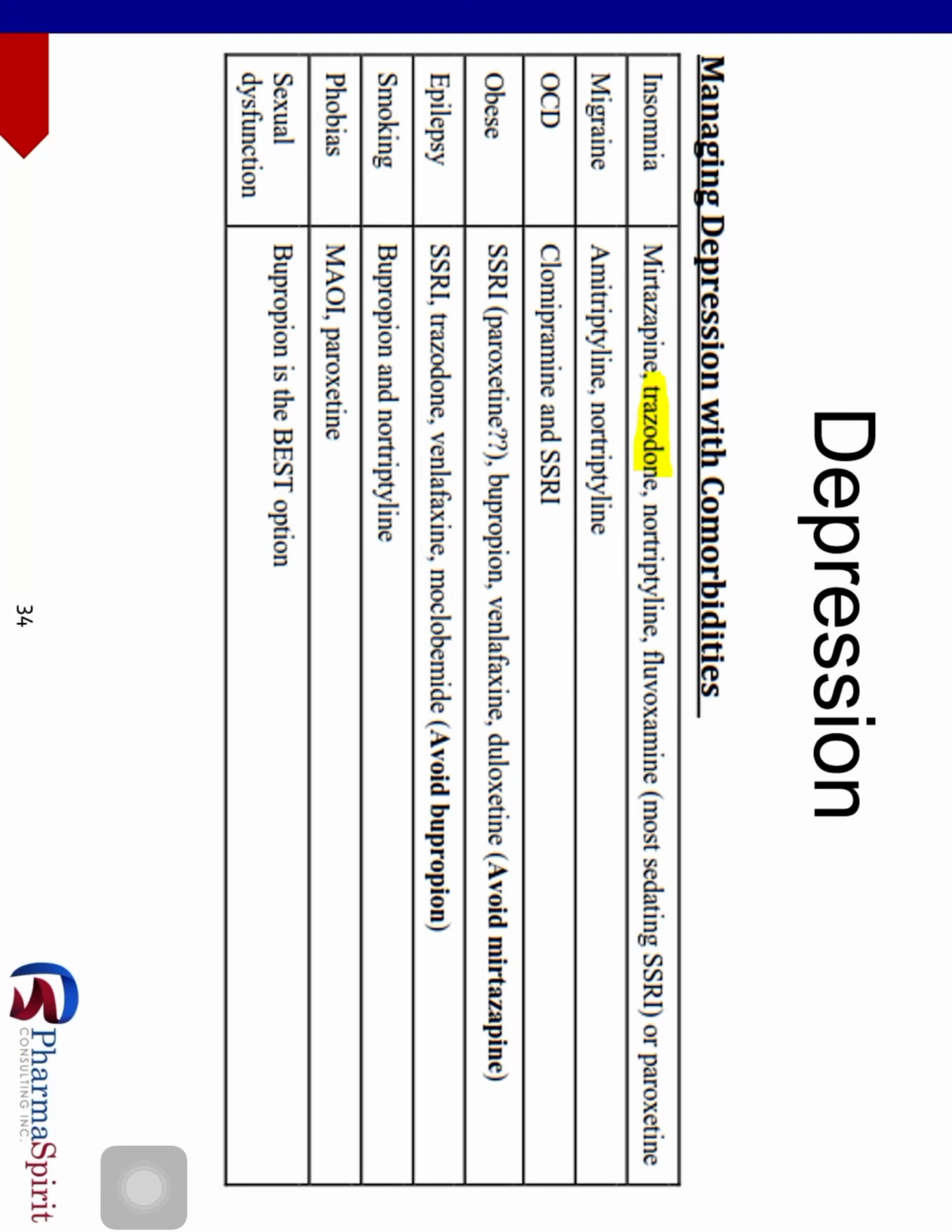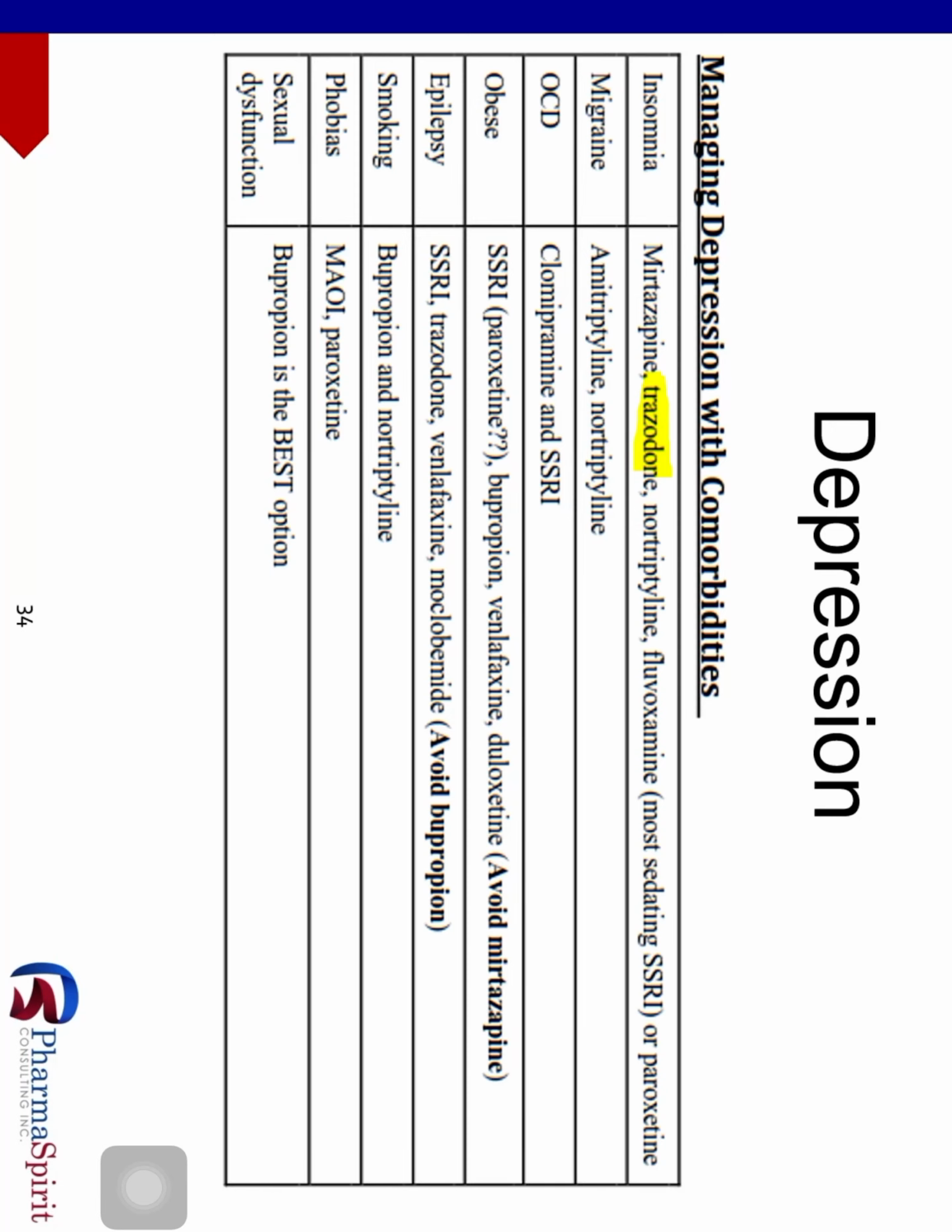If the patient has depression and migraine, amitriptyline and nortriptyline are good choices in this case. If the patient has obsessive compulsive disorder, clomipramine and SSRIs will help for both conditions. If the patient is obese, SSRIs are good. Paroxetine, we have to put a question mark beside it. Bupropion, venlafaxine, and duloxetine are okay to use. We need to avoid mirtazapine. Why? Because mirtazapine is associated with significant weight gain.